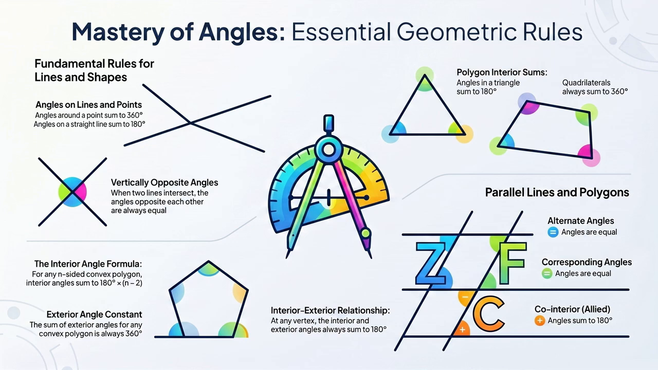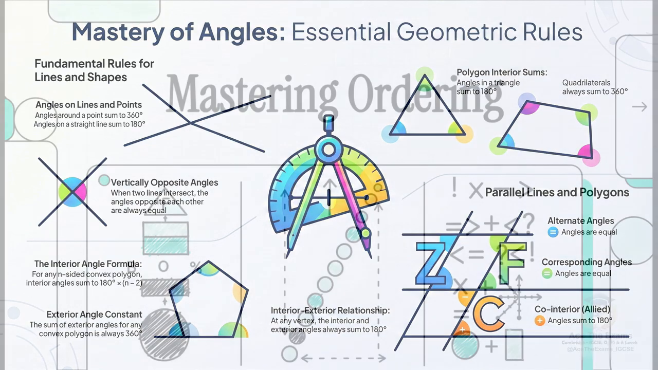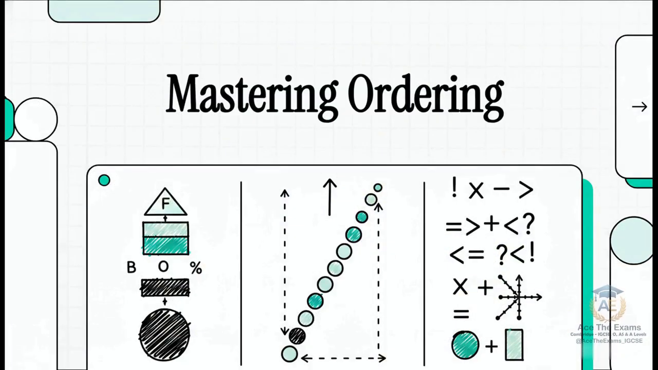Welcome back, everyone. Now, if you are currently studying for your Cambridge Mathematics exams, you already know the golden rule. Every single mark counts. You literally cannot afford to leave anything on the table. So today, we are building your ultimate foolproof cheat sheet for cracking one of the most consistently tested yet surprisingly tricky topics on the entire syllabus. We're talking about ordering questions.